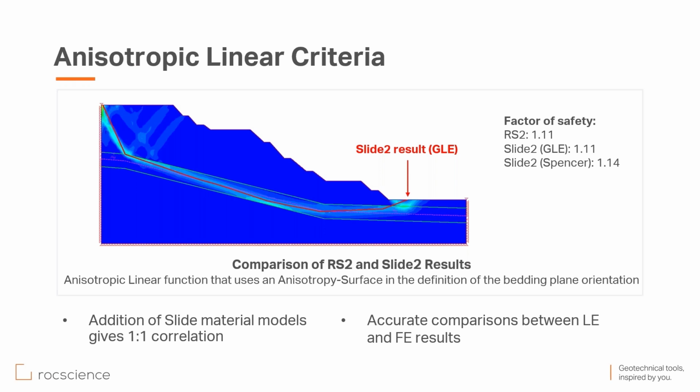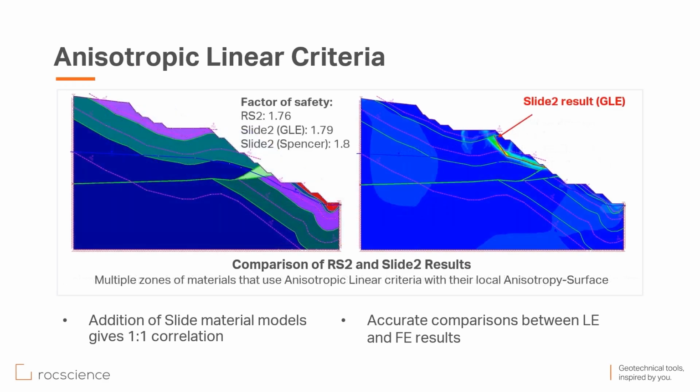Once again, in these cases, you can be sure that you have done your slope stability problem correctly, and you can take the results and move on. That was a simple case. We have more advanced cases, for example, here. Once again, you have it in limit equilibrium, and you have it in SRF. This one is using multiple zones of material. Each one of them uses its own local anisotropic surface for definition of anisotropic layers.